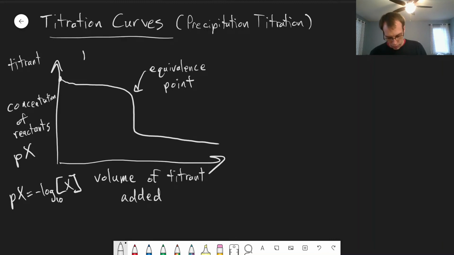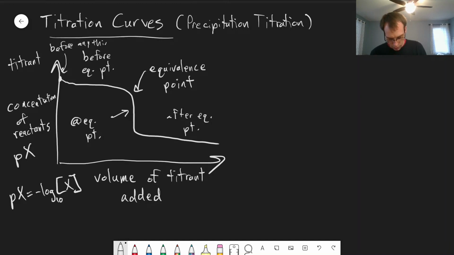Okay, so we have different regions to this curve. We have the region before the equivalence point, and this will be controlled by the equilibria, and then after the equivalence point, and one other, at the equivalence point, which will be its own thing. And then we also have the region before anything happens. Those are the parts of our titration curve. And we're going to look at what governs the concentrations at these different parts of the curve.